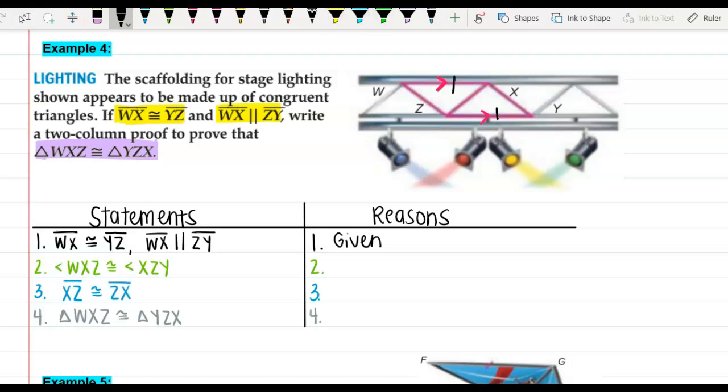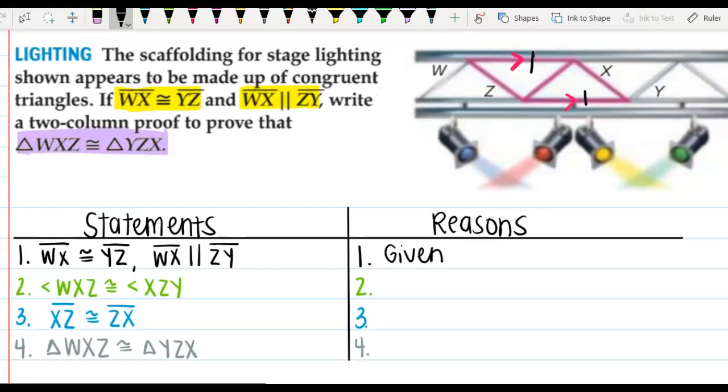WXZ. So I'm going to go ahead and highlight these. I'm trying to think because this picture is not very big. Let's see, WXZ. So remember, when we label it, we start at W, we go over to X, and we go down to Z. So our angle would be right here. And then XZY would be right there.